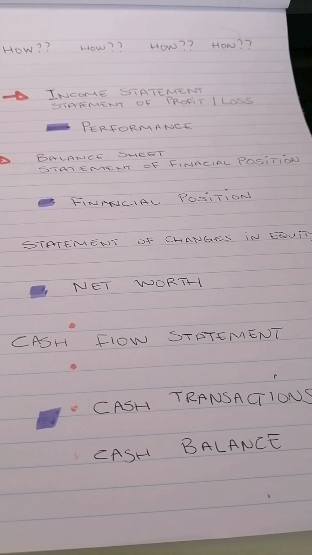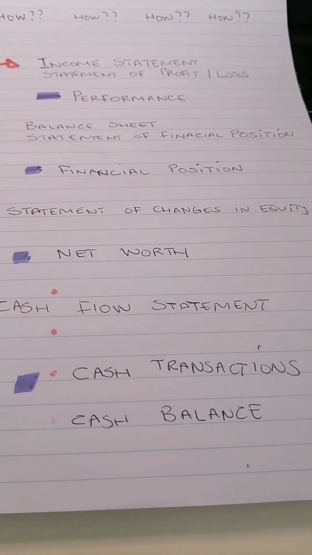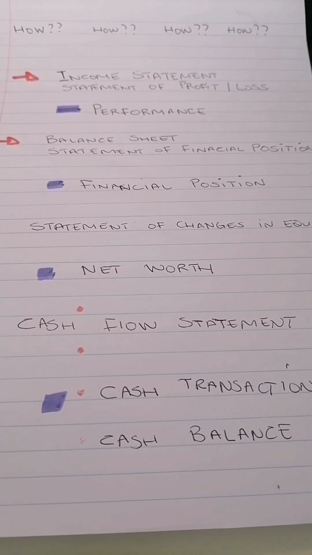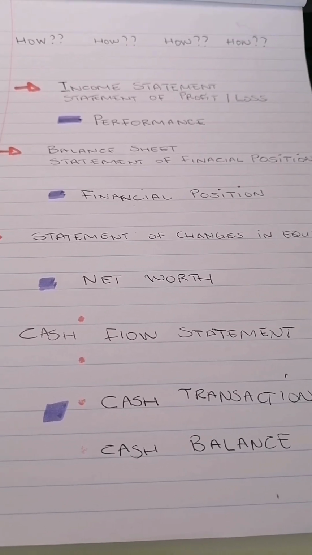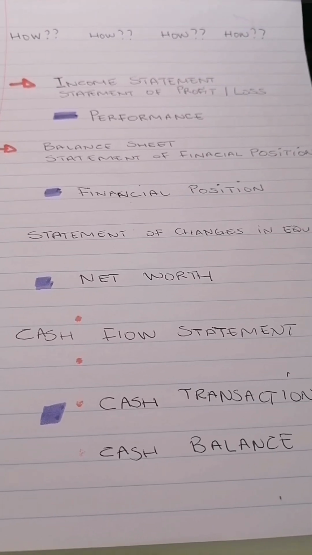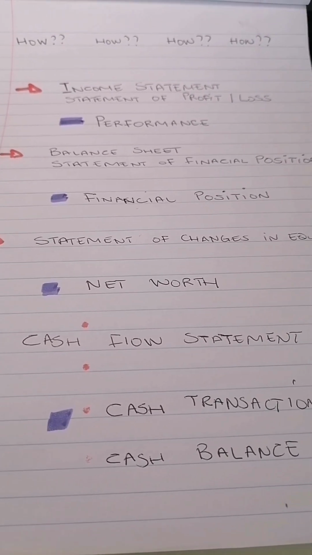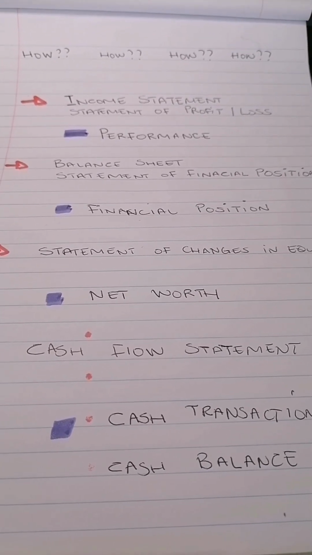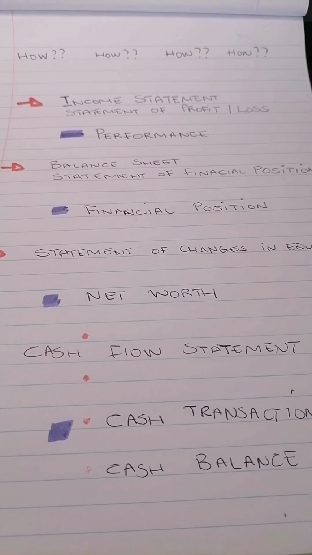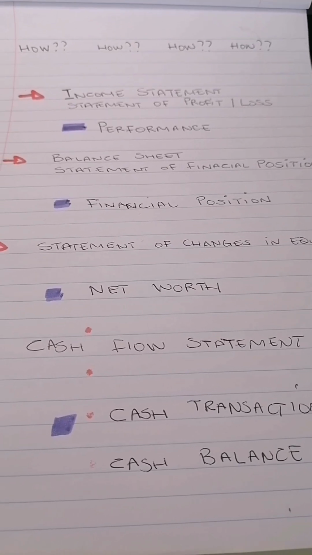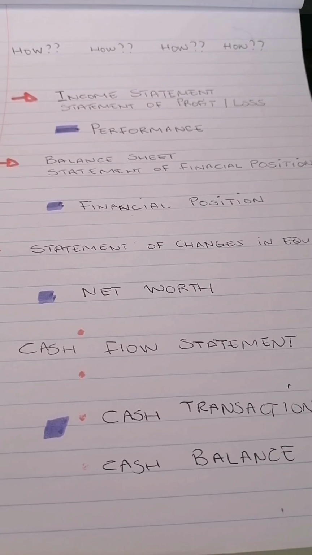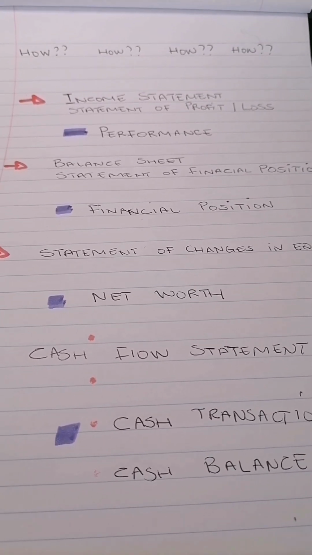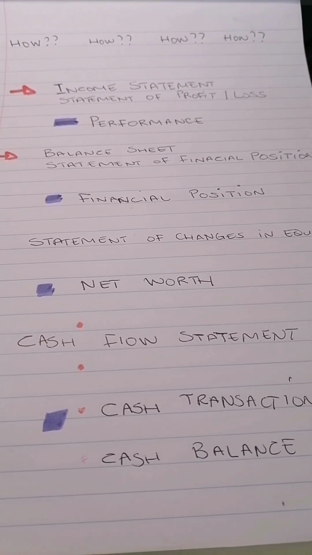Thirdly, we have our statement of changes in equity. This answers the question, what is your net worth? Yes, I see you making sales, I see people are paying you, but what is your worth? Your net worth is the difference between your assets and your liabilities. Obviously at all times you want your assets to be greater than your liabilities.